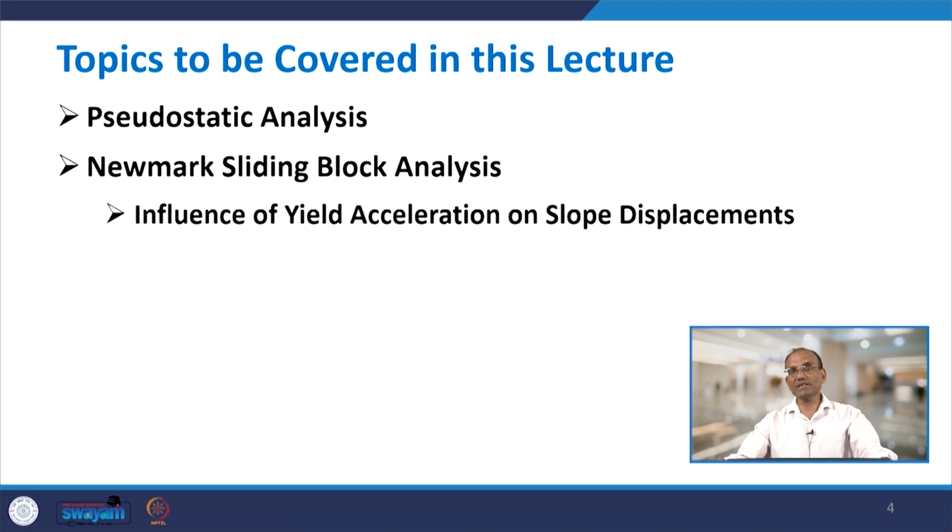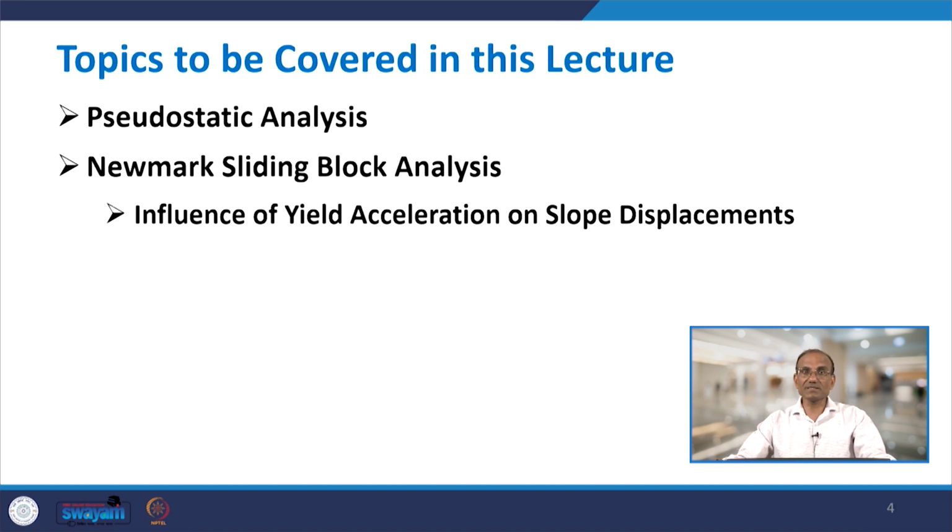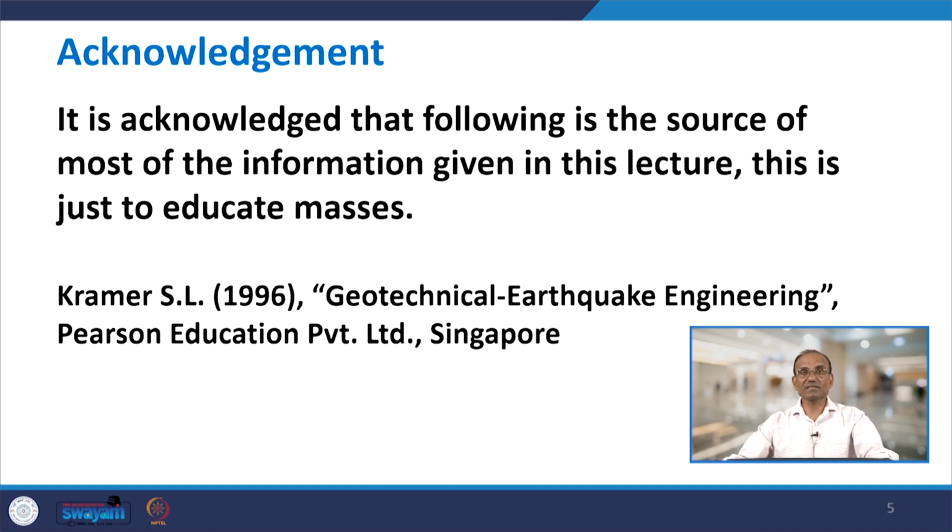In seismic slope stability, we already talked about the pseudostatic method, which has been covered. Today we are going to talk about a new method, numeric sliding block analysis, and the influence of yield acceleration on slope displacements will also be discussed. First, the difference between pseudostatic and numeric sliding block analysis will be discussed. Most of the material for this lecture is from Kramer's book on geotechnical earthquake engineering, so it is acknowledged.